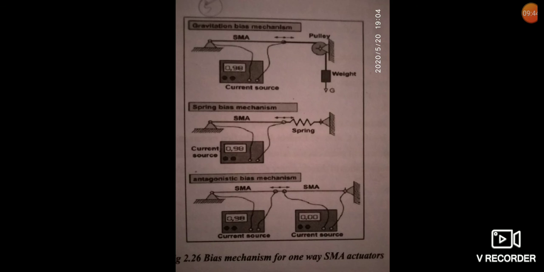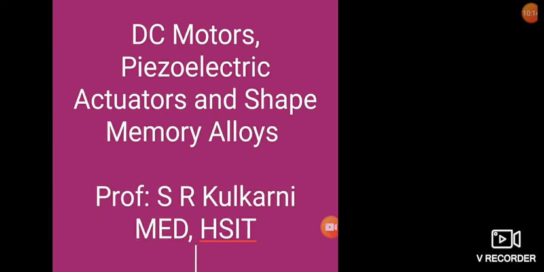An antagonistic arrangement of two one-way shape memory alloy actuators. A two-way shape memory alloy effect also exists, and there is no need to solve the bias mechanism in the case of a two-way arrangement of two one-way shape memory actuators. Consequently, the displacement is as high as in one-way shape memory actuators.